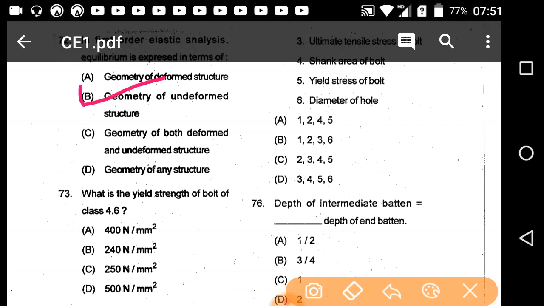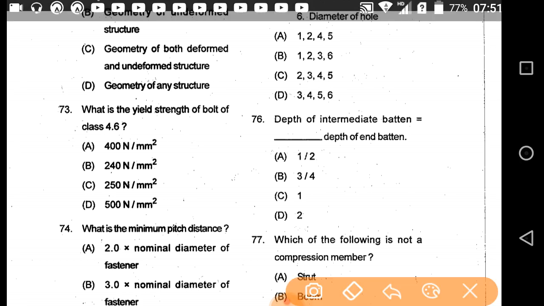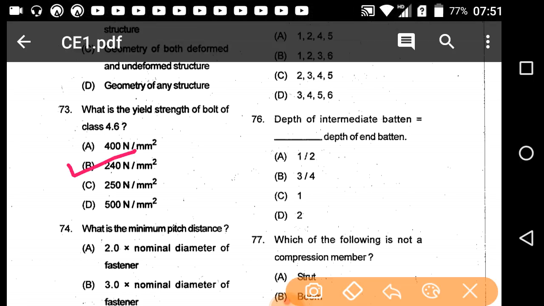What is the yield strength of a bolt of class 4.6? Class 4.6, here option B will be the correct answer. That is 240. Okay, 240 yield strength.